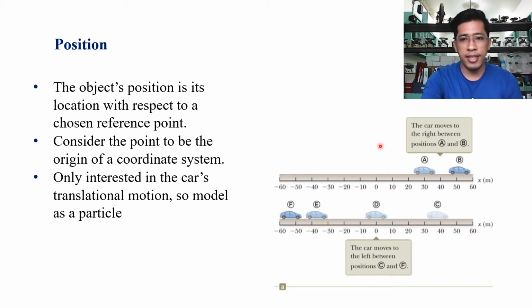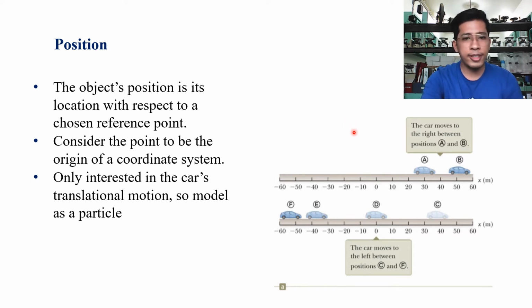Let's say this is the x-axis, and we have a car here moving along the x-axis. We can always define the position of the car by looking at where it is located with respect to our chosen reference point, which is at 0, meaning at the center or at the beginning of our x-axis, or the origin of our coordinate system.